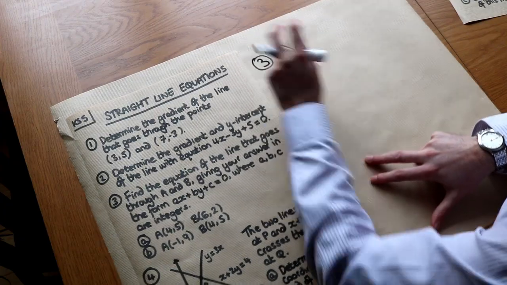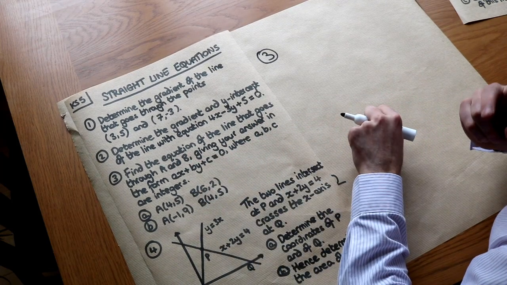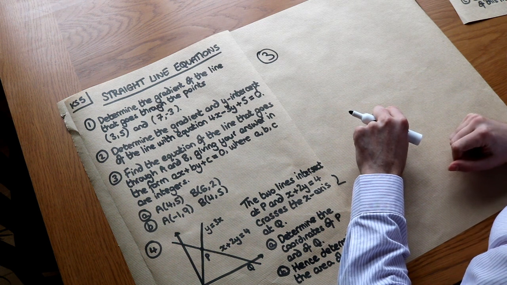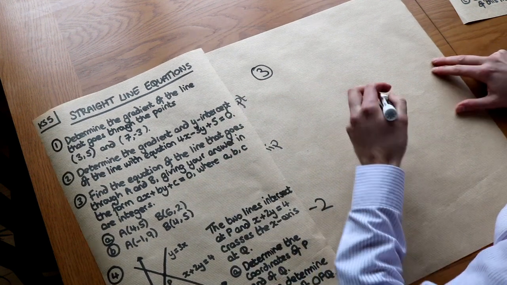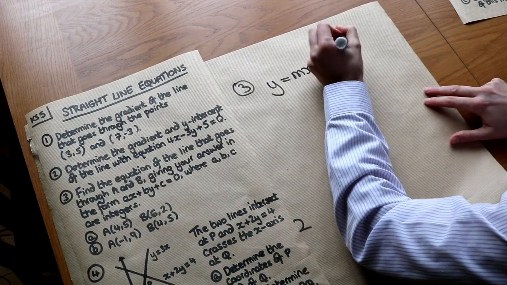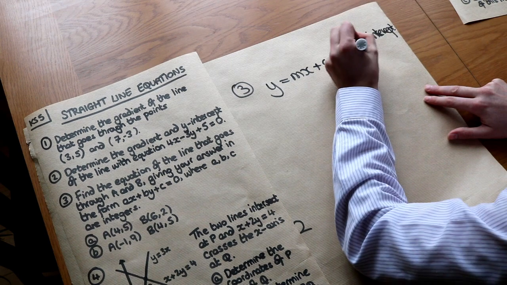What about question 3? Find the equation of the line that goes through A and B, giving our answer in the form ax plus by plus c equals 0, where a, b and c are integers. And I should probably identify what the different forms of straight line equations are called. When I have y equals mx plus c, that's known as slope-intercept form. Slope here is just another word for gradient.